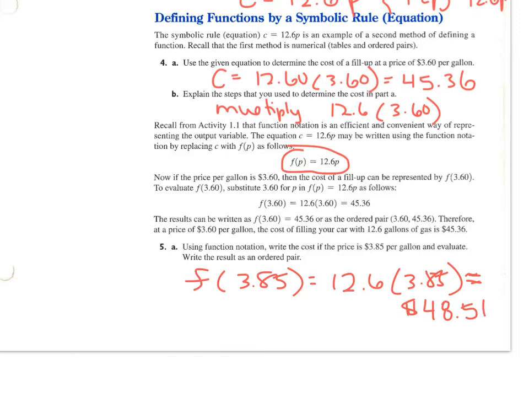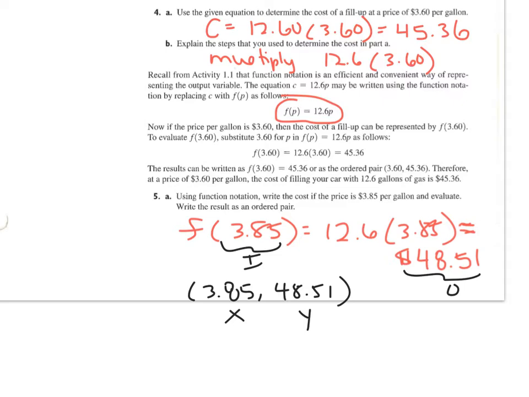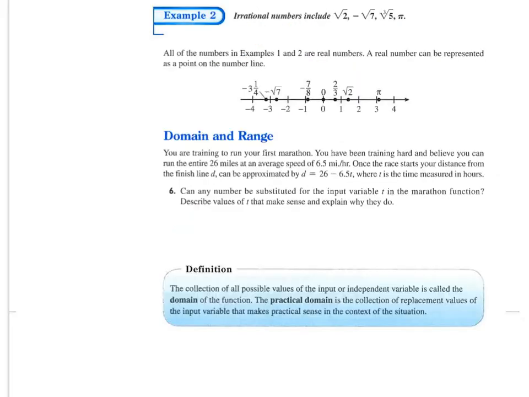So they want us to write it as an ordered pair. So this is important to get in the habit of knowing which one goes first. Now, the input I used, this was my input. This was my output. So when I think about it, my ordered pair should be input, output. So that's my ordered pair. If I were graphing it, that would be my X, that would be my Y.